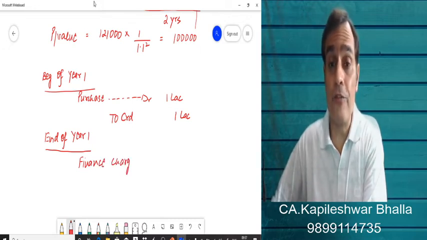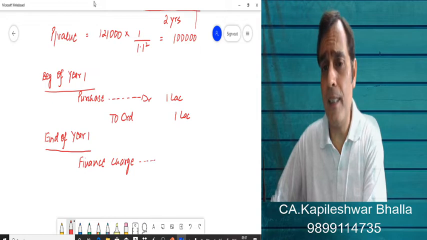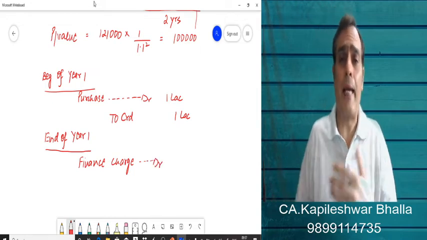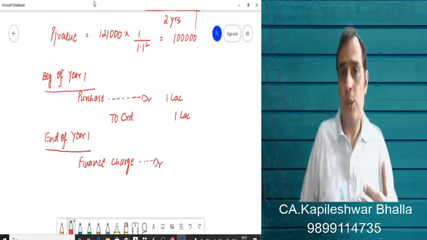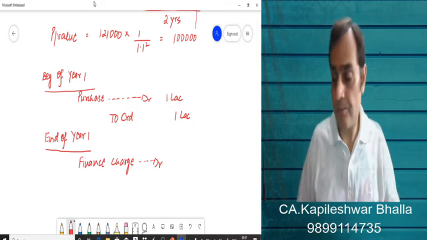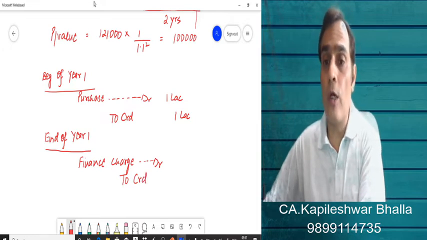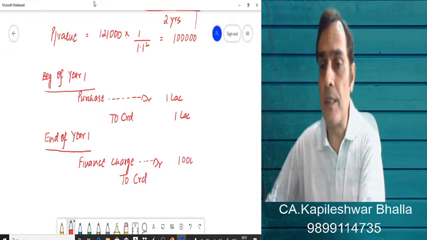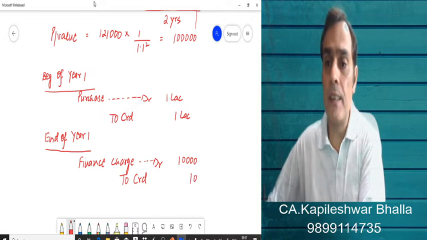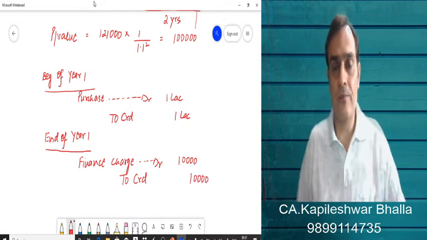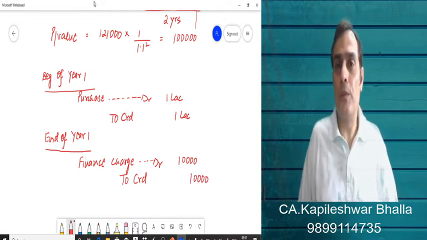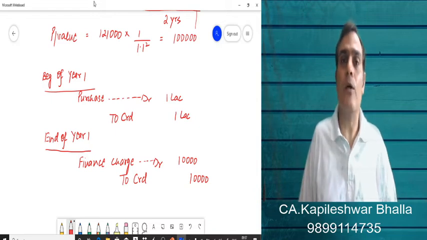You can call it a finance charge, though I think technically the word finance charge is more appropriate, even if you look at the language in terms of Schedule 3. So we'll calculate a finance charge and this amount is payable to the creditors. So on 1 lakh rupees, if you consider 10% interest, that works out at 10,000. This is exactly what we call unwinding of discount.